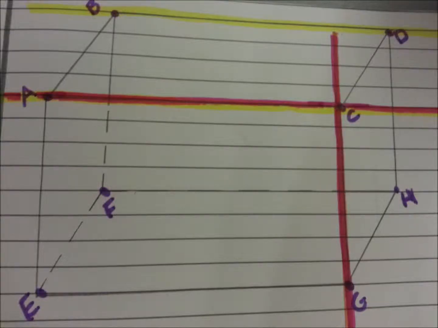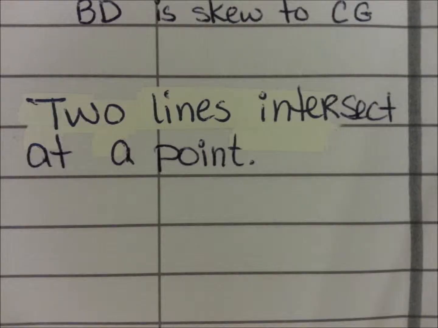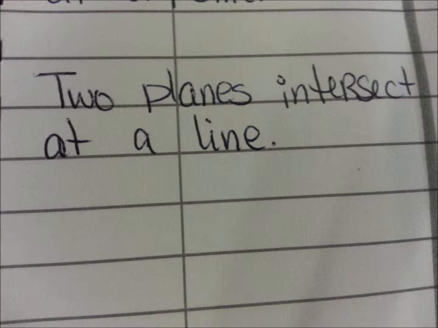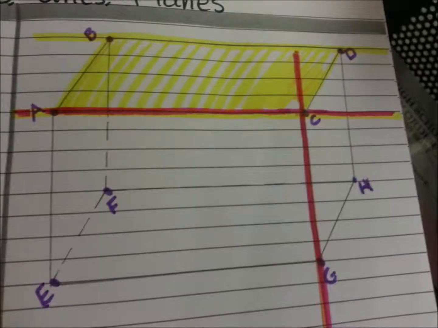When we have two lines intersecting, such as line AC and line CG, they intersect at a point. In this case, point C. When two planes intersect, they intersect at a line. Let's take a look at the top of the box. I colored it in yellow for you.